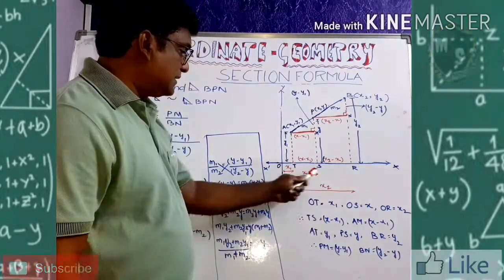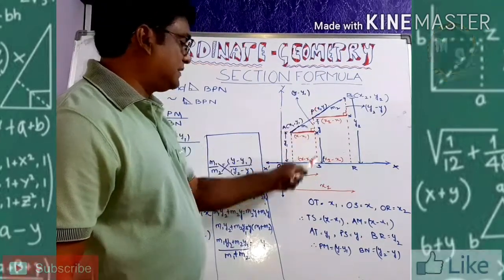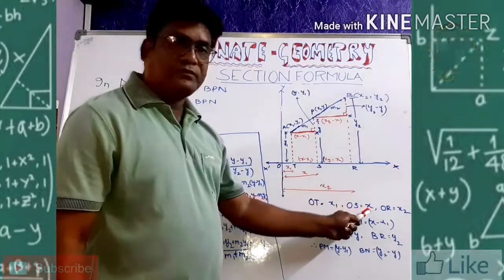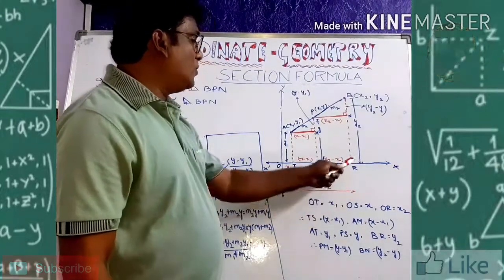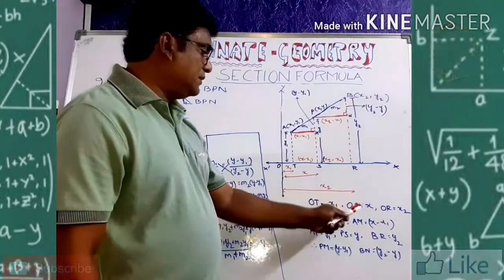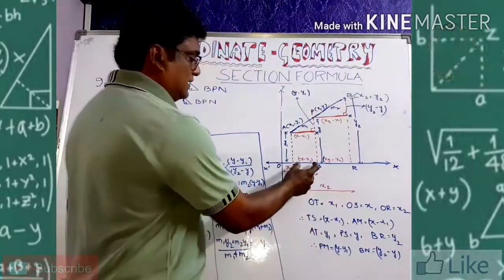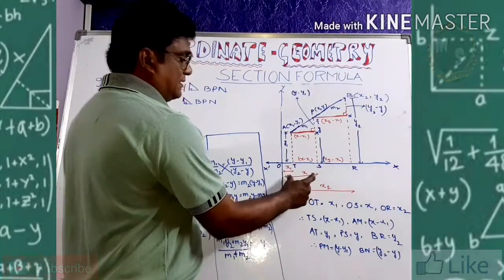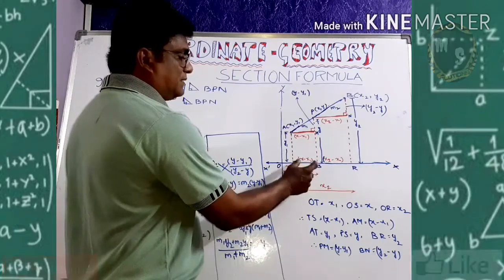Then in the x-axis, O to S. O to S in x coordinate is x. So I wrote O to S is x. Okay, now go for O to R. The R point x coordinate is x2. So O to R is x2. I wrote it. Next, we have to find this distance. Look, this is x, this is x1. So x minus x1 is this one. TS will be x minus x1.